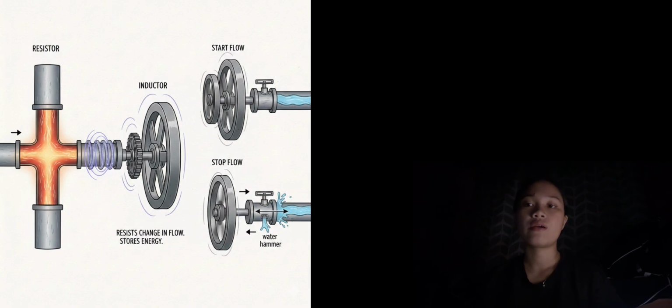An inductor, however, behaves very differently. It is more like a heavy flywheel attached to the pipe. When water starts flowing, the flywheel resists sudden motion. When the water tries to stop, the flywheel keeps it moving. In the same way, an inductor resists sudden changes in current by temporarily storing energy in a magnetic field. This resistance to change is the heart of inductance.